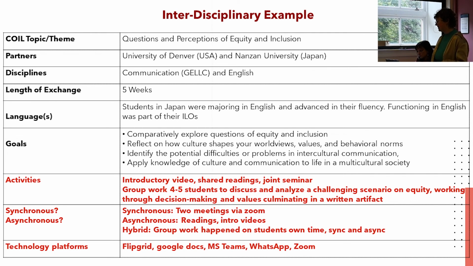Some of the activities in this exchange: they shared introduction videos asynchronously, they got to share readings, and they got to use a really cool technology to engage with those readings together in an asynchronous environment, which I'll show you later on. They did some joint seminars, and then they had students paired up for those entire 5 weeks in groups where there were multiple students from Japan and multiple students from the University of Denver. I think there were 4 to 5 to 6 students in each group. And they got to analyze different scenarios on the course content topics.